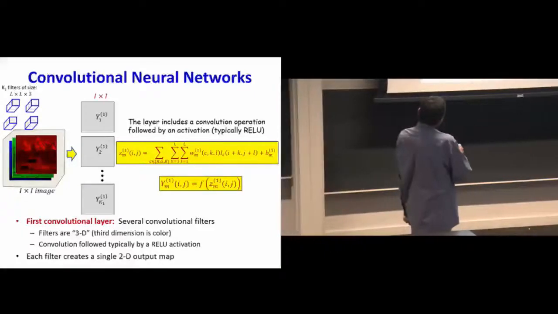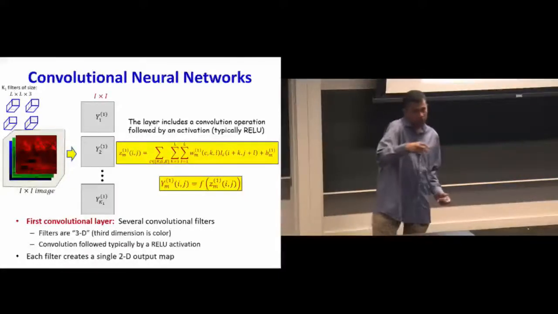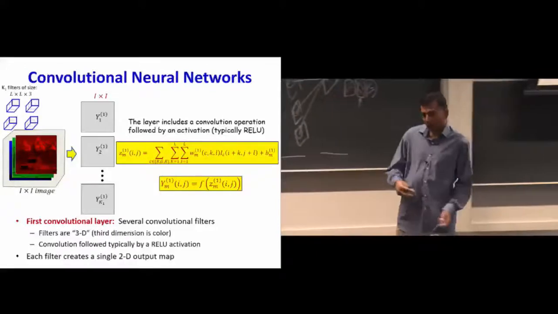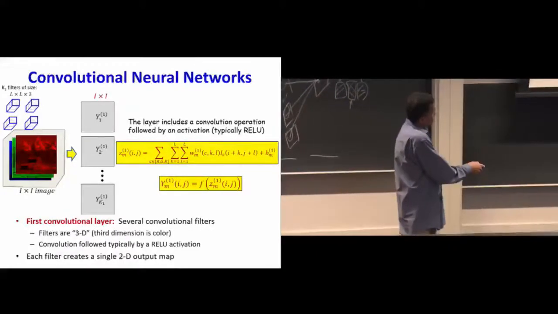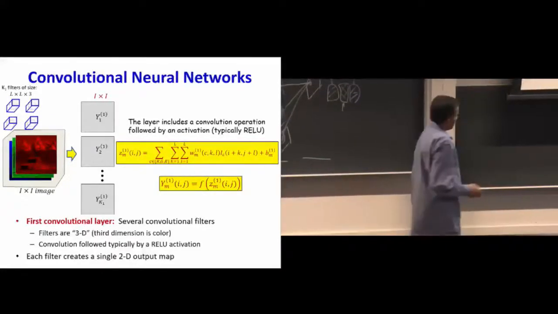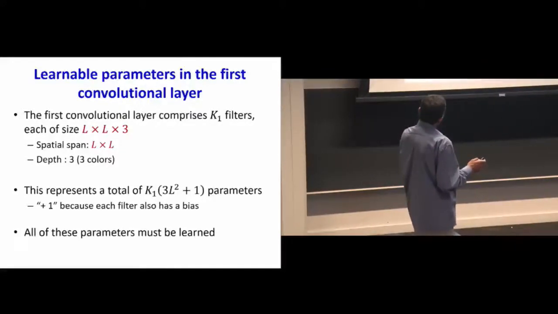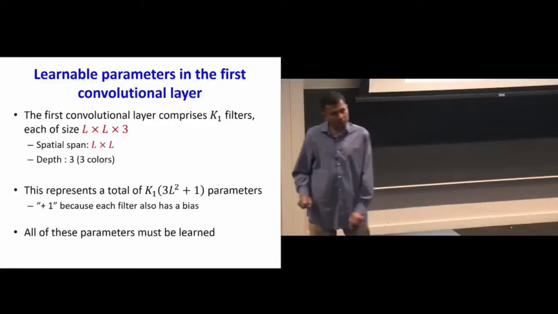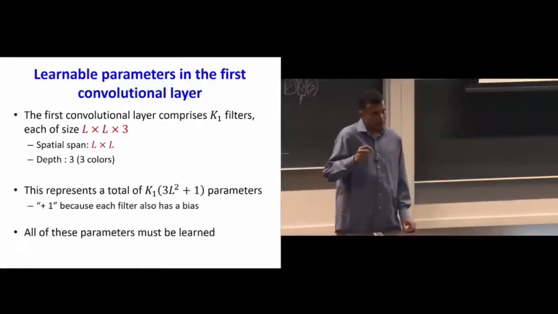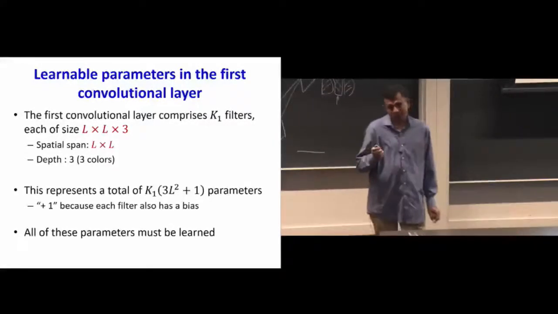For each of these filters, at each position, I can compute the z value, which is obtained by simply placing this filter on the corresponding location and taking an inner product between the filter and the input itself. Then the actual output is obtained by applying an activation to these z values. So you'd get a bunch of outputs. For the first layer alone, you're going to have K1 times (3L squared plus 1) parameters, where the plus 1 is meant to account for the bias.